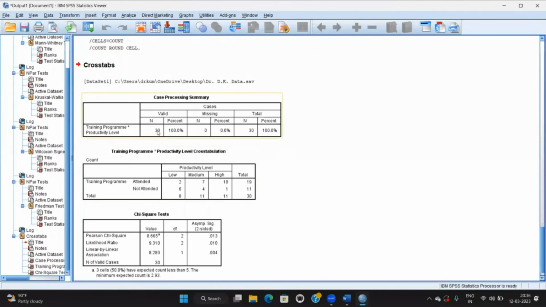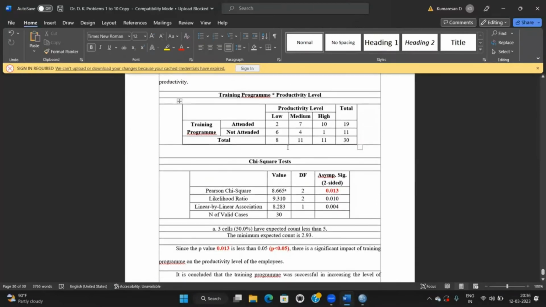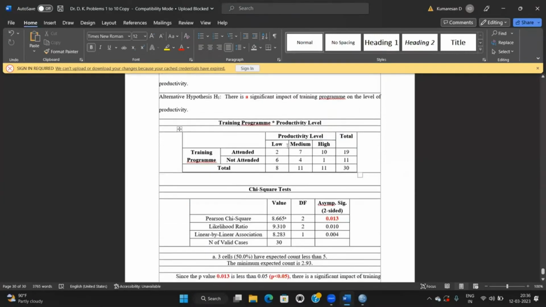It is just a number of valid cases, number of missing cases, total. All the 30 are valid. So there is no missing cases. That is why I have not shown it in the output. Only 2 tables we have considered. First one, as usual, descriptive. Second one, the test result.